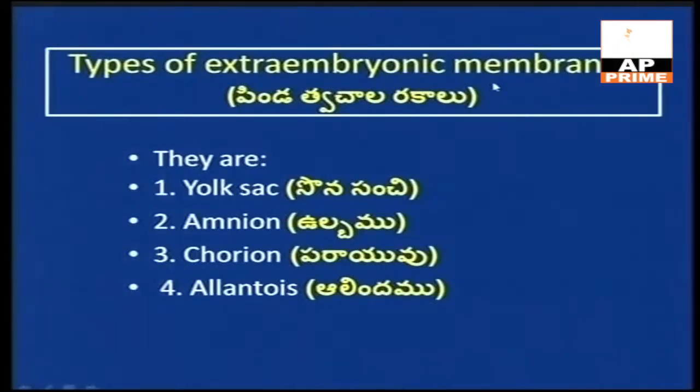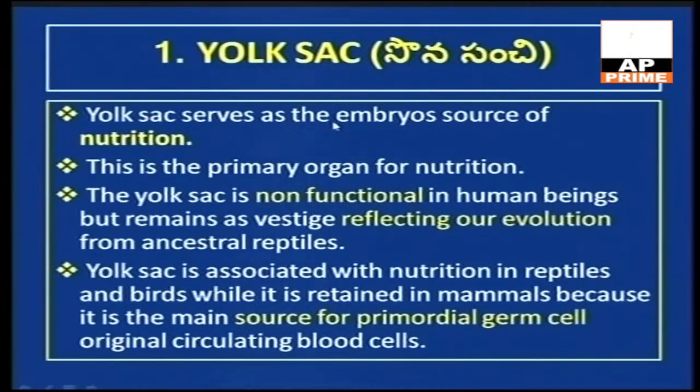Here we can see 4 types of extra embryonic membranes. They are yolk sac, amnion, chorion and allantois. These are the 4 extra embryonic layers which are present in the chick. The first one is the yolk sac.